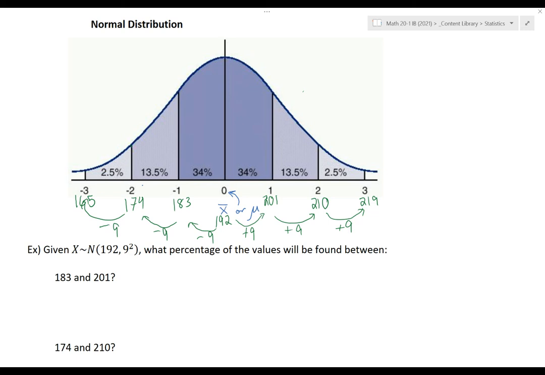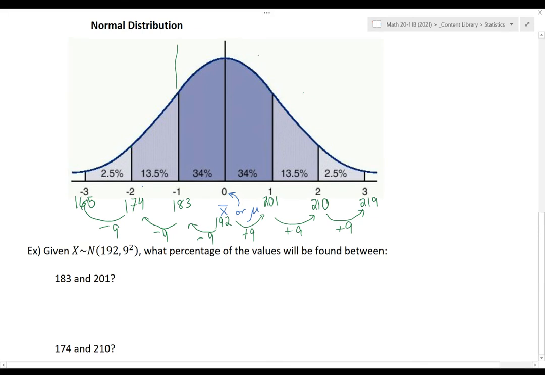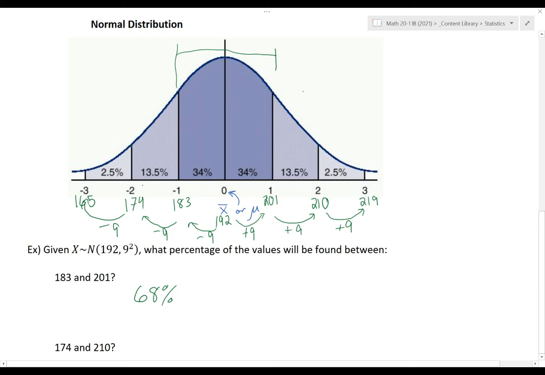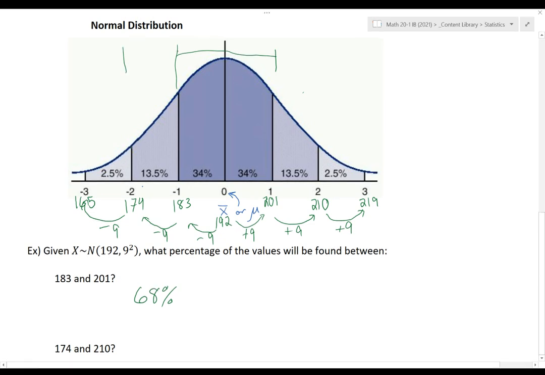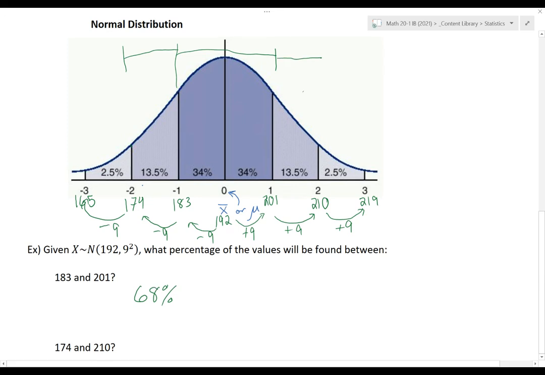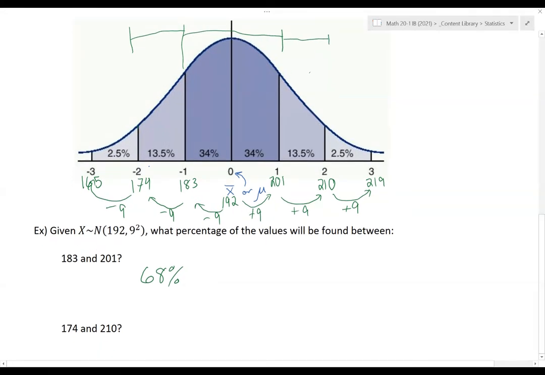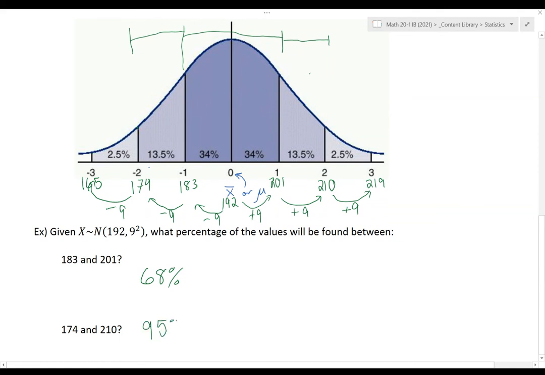So the percentage of the values that would be found between 183 and 201, that's going to be in this region here, would be my 68%. Between 174 and 210, well, I add another 13.5% on each side, so another 27 altogether. So that is 95% of the data.